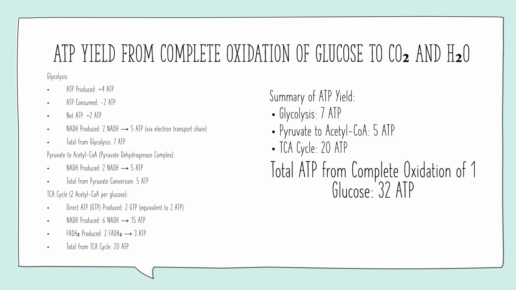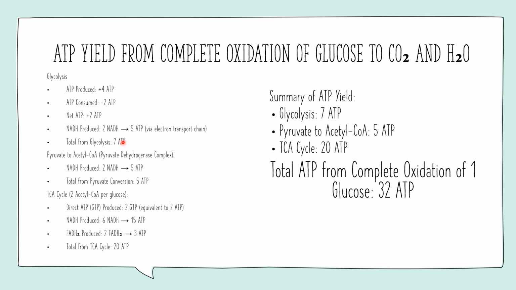So in summary, how much energy do we get from the complete oxidation of a molecule of glucose to carbon dioxide and water? We have seen in glycolysis, 4 ATP were produced, but 2 ATPs were used, so we had a net of 2 ATP. In the presence of oxygen, if all the NADH is taken to the electron transport chain, we'll have a net of 5 ATP. So the total from glycolysis, we have this 5 plus this net 2, we can have 7 ATP.